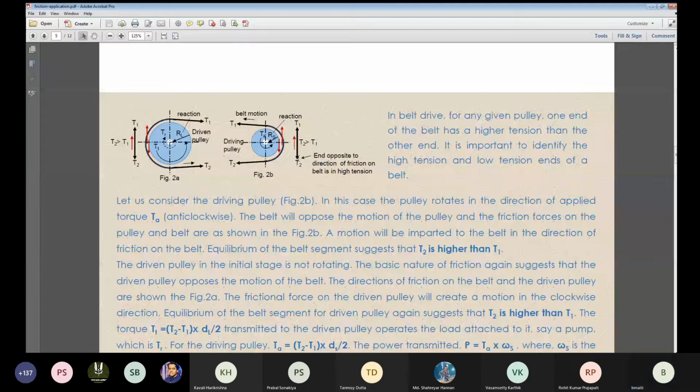Hello, sir. Last doubt, sir. Sir, how do you know the friction on the small pulley? Others might have any question. Okay, tell me, sir.